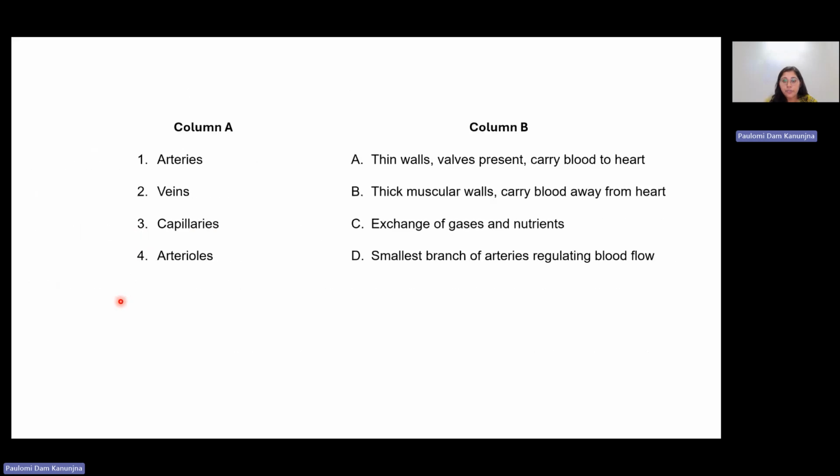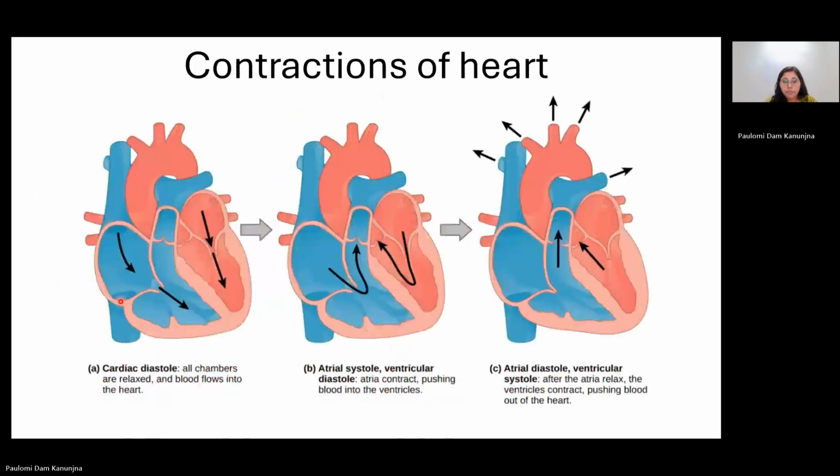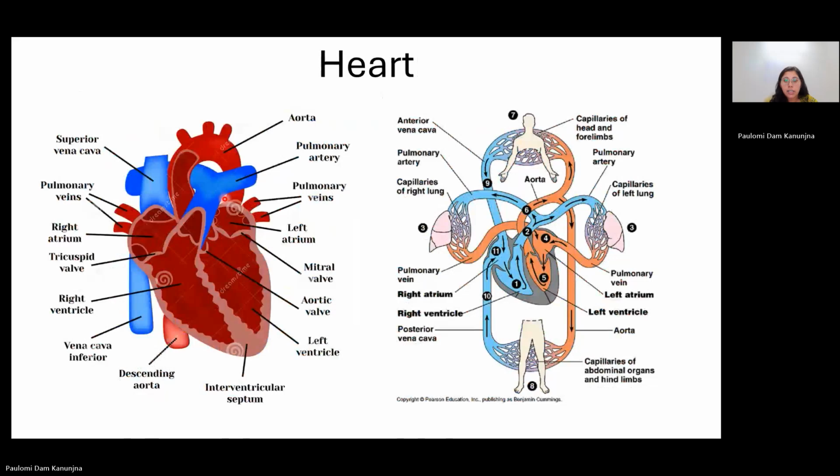Let me take you back to this figure here. So where is the pulmonary artery taking blood to? It is taking blood to the lungs from the heart. And what is the pulmonary vein doing? It is bringing blood to the heart. What are arteries doing otherwise? Aortas are arteries. They are taking blood away from the heart. What are veins doing? They are bringing blood into the heart.